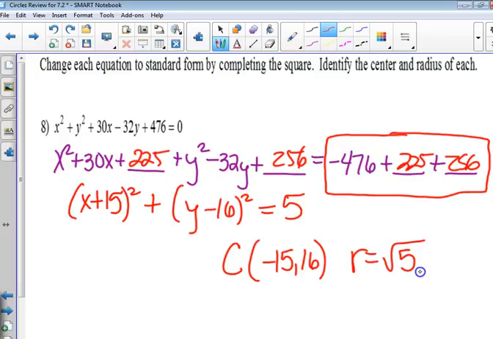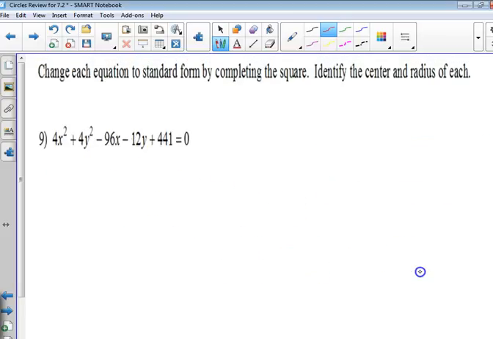All right. Any questions? All right. This one looks tricky, but it's not really that bad. It's only a circle, yes, if the x squared and y squared don't have a coefficient. So let's just divide everything by 4. Yeah, but that's okay. We'll just deal with it. It'll cancel out in the end.